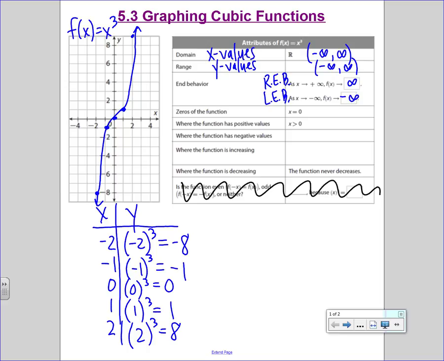Now, zeros of the function, another word for that is x-intercepts. So how many times does this function cross the x-axis? Once. And that's when x equals 0, right? When x equals 0, there's the x-intercept at 0, right? So another way that you could write that is just name the actual point. So the point would be 0, 0. So either one, when you're naming the zeros of a function, you can say x equals 0, or you can just name the point.